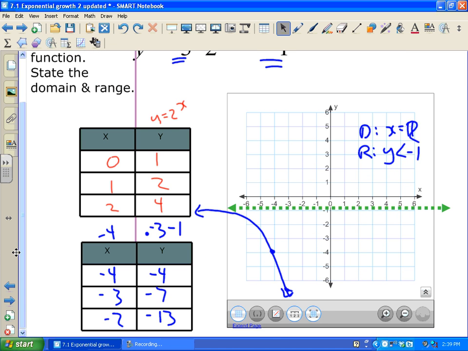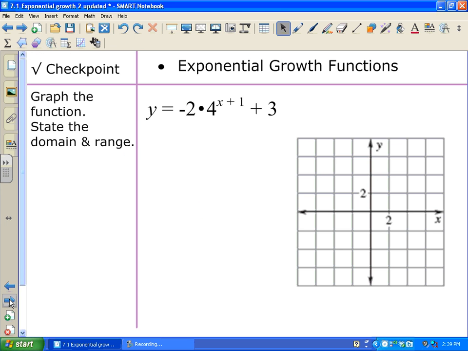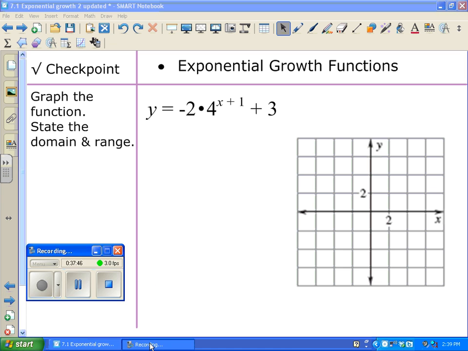You guys got another checkpoint, and then I'm going to do a word problem. There's your checkpoint. Go ahead and pause this video. When you are done with this problem, go ahead and unpause it, and we'll finish it up. It's got about 10 more minutes left.